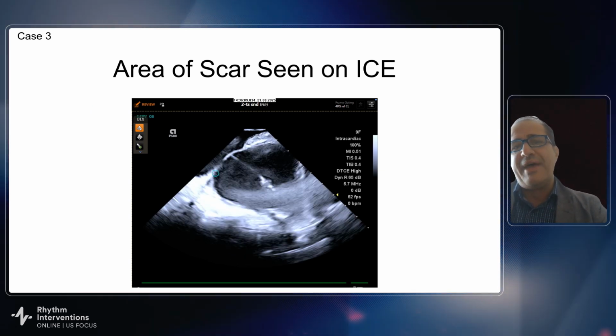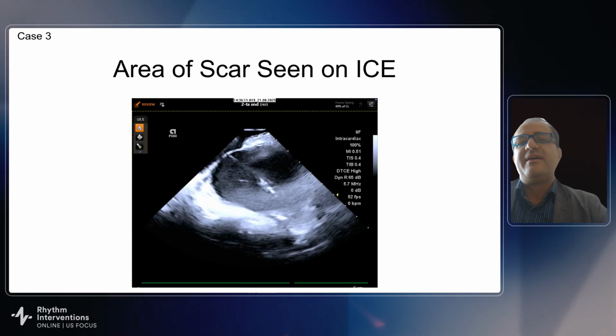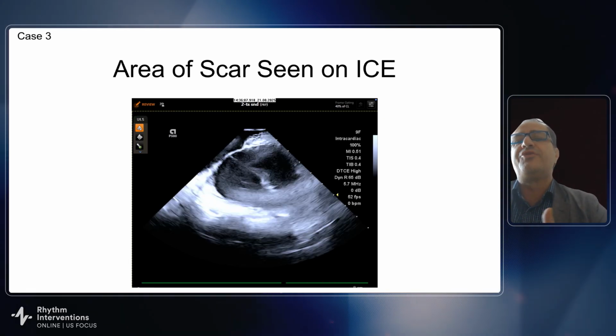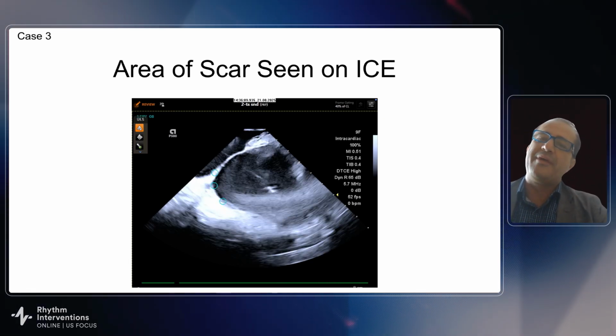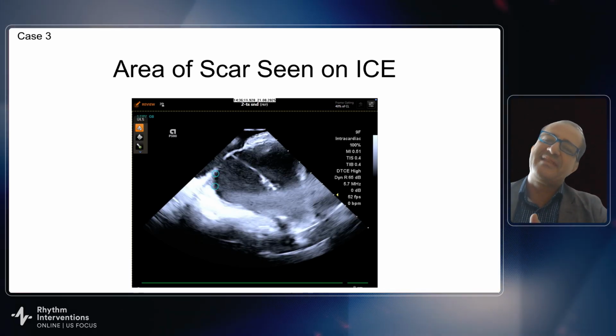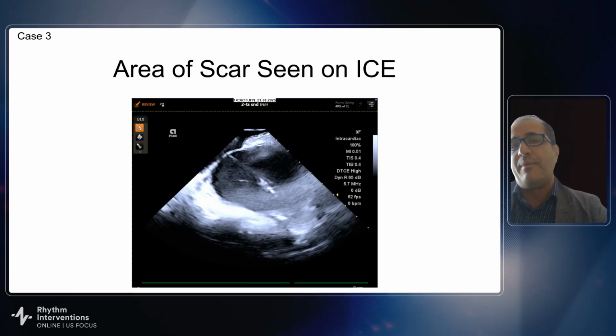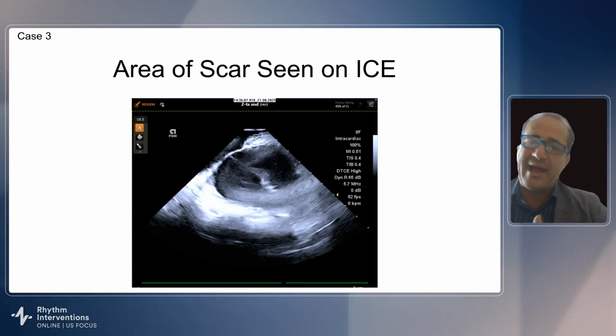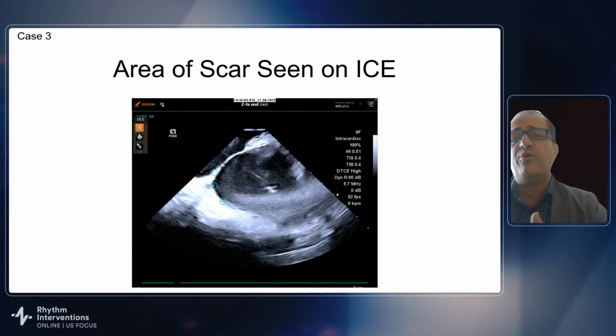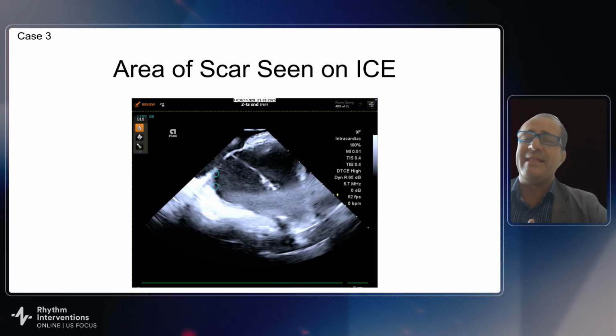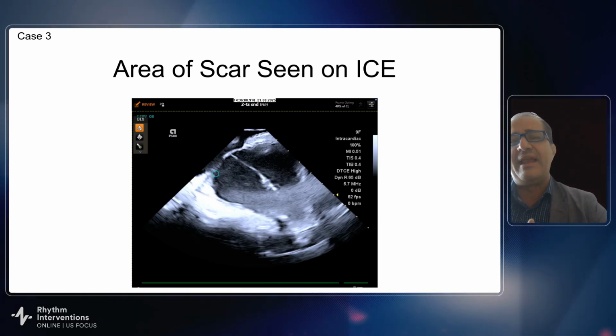So I really hope that the integration with the imaging will give us not only an anatomical shell, but also some substrate information. And I think we are already at a good level now. I hope that with more AI algorithms, we can improve the integration between ICE and our mapping systems.